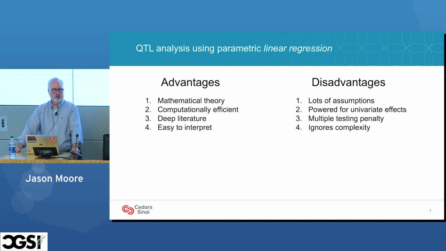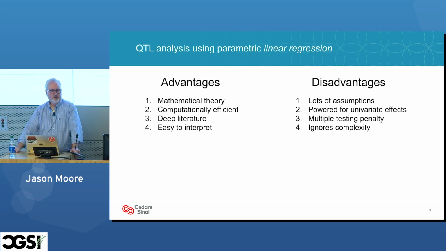Linear regression is computationally efficient, right? We can carry out a genome-wide analysis with 1 million SNPs in no time. You could do that on your laptop computer. There's a deep literature base because this is what everybody does. There's thousands of papers on QTL analysis with linear regression for you to study and draw on. And the results are easy to interpret, especially because we're often doing a univariate analysis of one SNP and one quantitative trait, and looking at the additive relationship among the different genotypes on that trait.